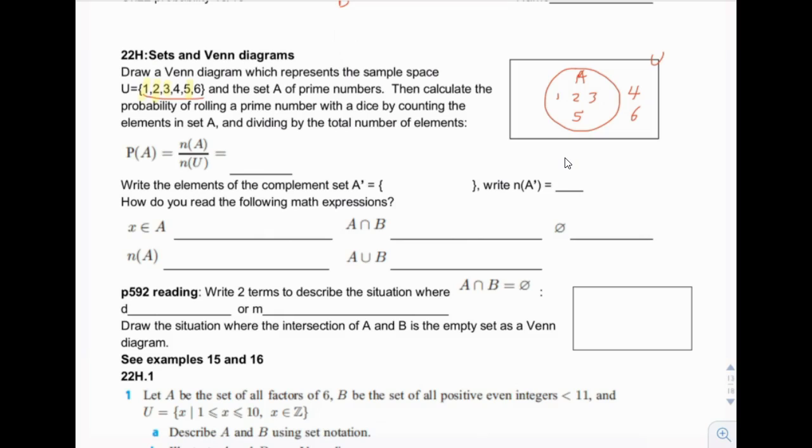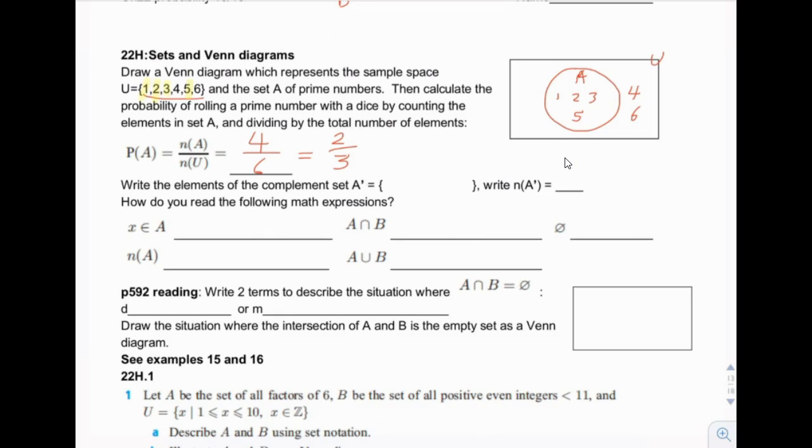Then calculate the probability of rolling a prime number with a dice by counting the elements in set A and dividing by the total number of elements. Total number of elements, 6. Elements in set A, 1, 2, 3, 5, that's 4 numbers. So the probability of rolling a prime number with a dice, with a die, is singular, dice is plural, it's 2/3.